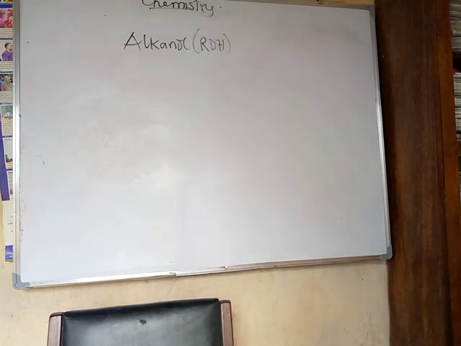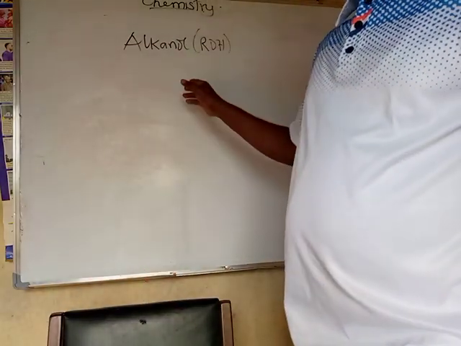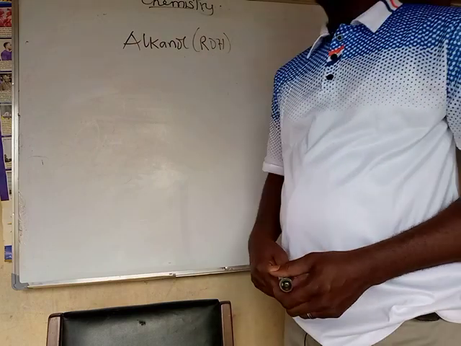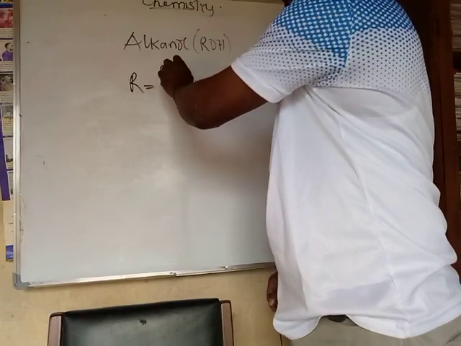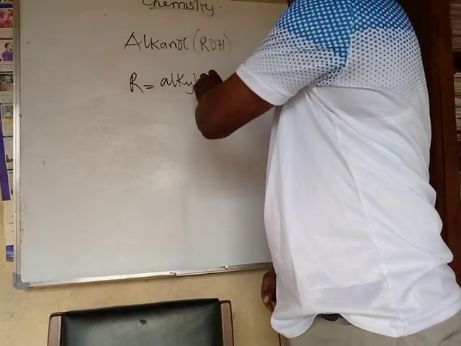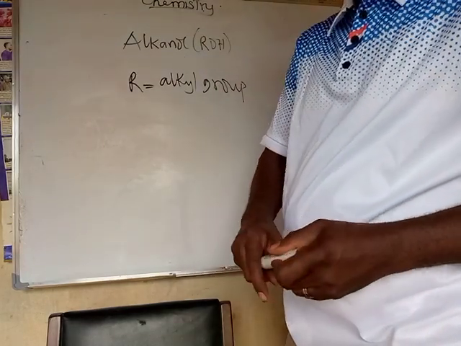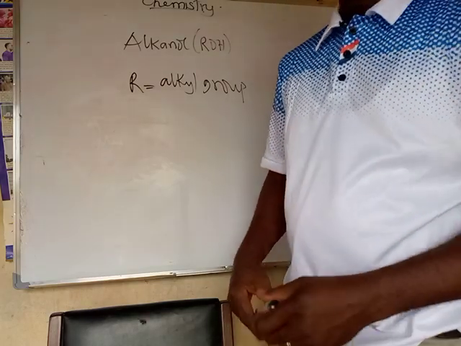Looking at the alkanol homologous series, the members of the alkanol family. Alkanol has the general molecular formula of ROH. And don't forget what R is. R is an alkyl group, which is gotten from alkane by eliminating one hydrogen atom.